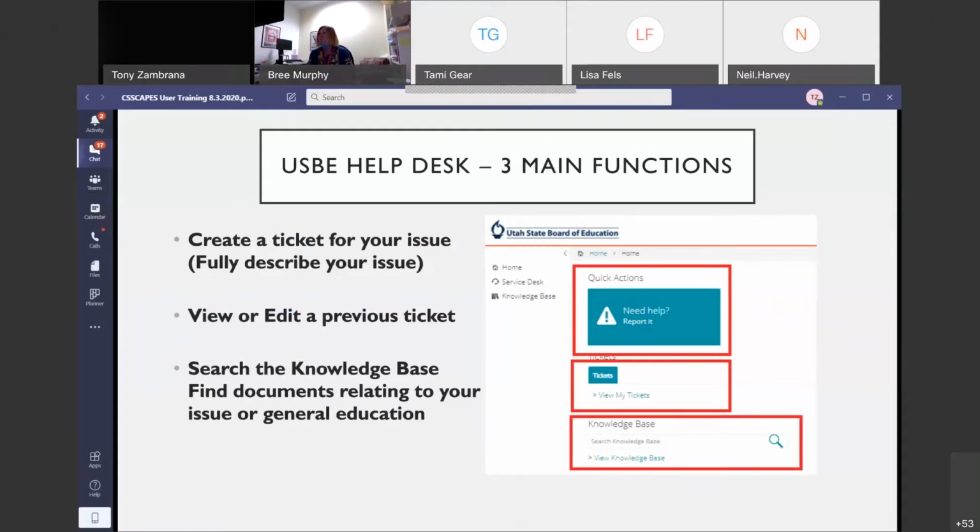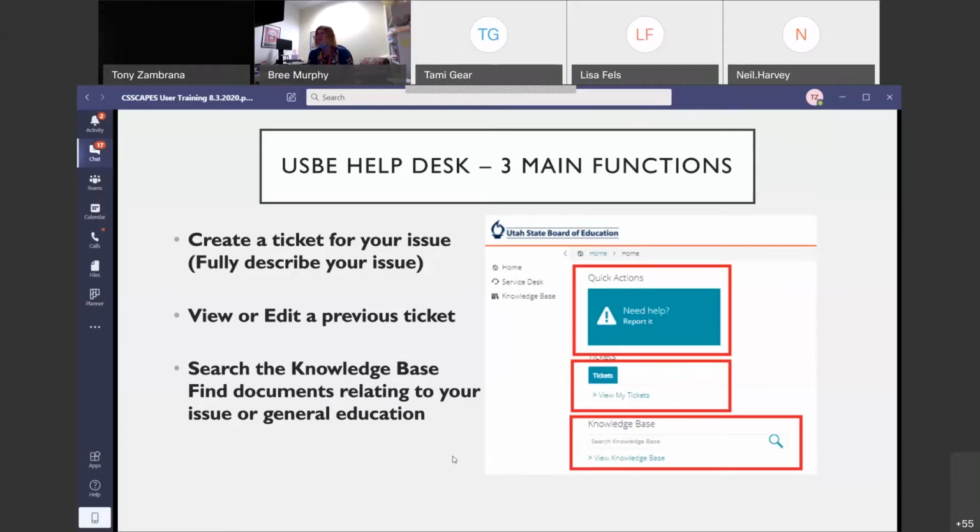The second thing that the help desk does is allow you to view or edit your previous tickets. I really like Case. That's the help desk software that we use. It keeps a full record of everything that you've communicated with us and what we've communicated back. So if you think you've hit an issue before, it's nice to look at your history as opposed to creating a new issue or new ticket.